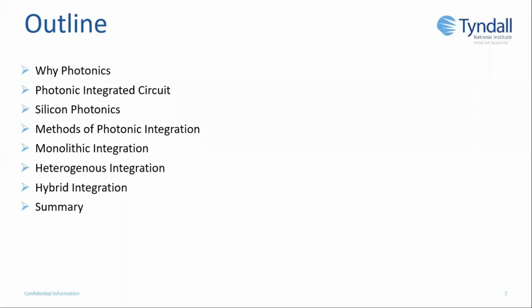So this is an outline of what I will be going through today. First of all, I will be talking about the importance of photonics and what is a photonic integrated circuit. Then I will be going through the pros and cons of using silicon in fabricating photonic integrated circuits. And then after that, I'll be going through the different ways of integrating devices with a photonic circuit and the advantages and disadvantages associated with them.